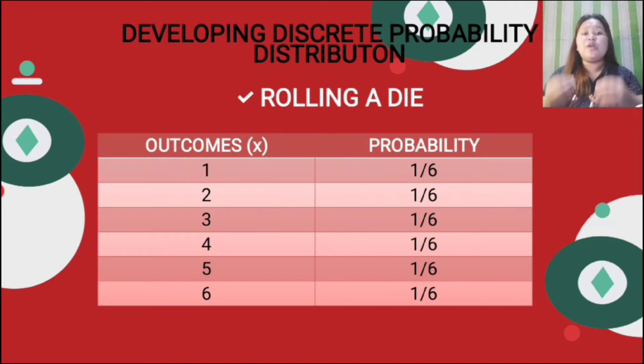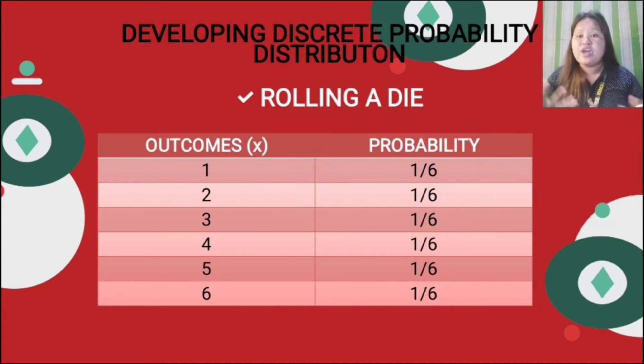Now that we already understand what discrete variables are, we are ready in developing the probability distribution. This discrete probability distribution will tell us how the probabilities are distributed over the values of the random variable.